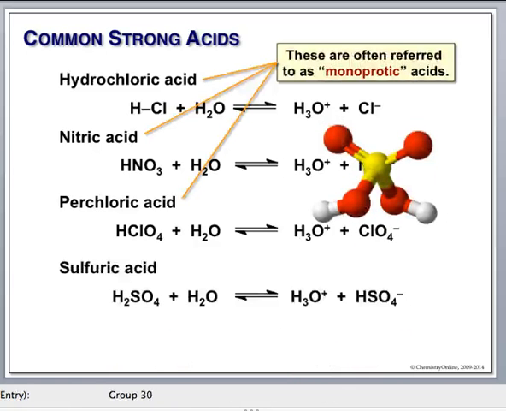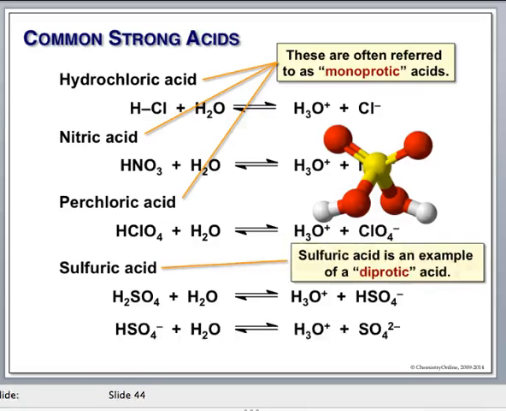An example of a diprotic acid is sulfuric acid. As we saw, we have 2 hydrogens attached to oxygens here. So we can rip the first one off and form hydrogen sulfate. Hydrogen sulfate, however, is still an acid. This can lose another one. We wind up with 2 moles of hydronium. Again, it's a diprotic acid.